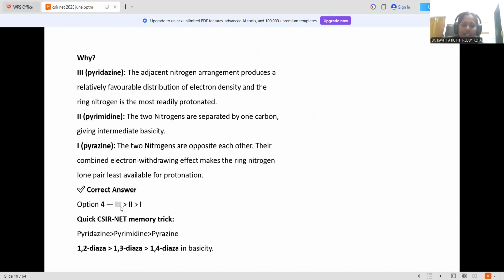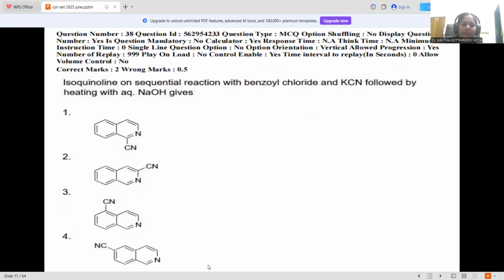Option 4 could be the right answer. 3, 2, 1. So simply 1,2-diaza has higher basicity, 1,3-diaza, 1,4-diaza, the basicity gradually decreases, right? Let me go for the next question, question number 38.